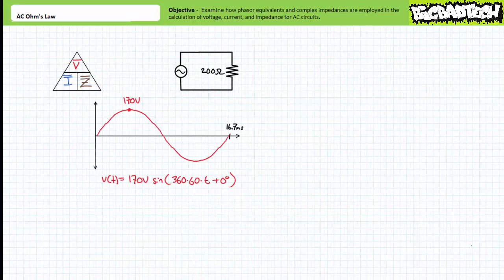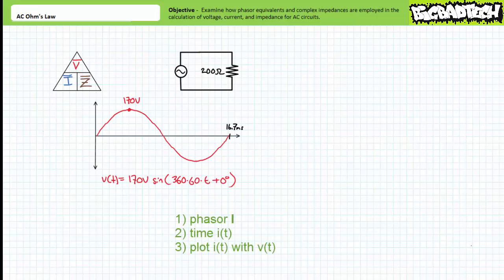Consider a 200 ohm resistor subjected to sinusoidal AC voltage with the following properties. It looks like it has a 170 volt peak value, a period of 16.7 milliseconds corresponding to a frequency of 60 Hz, and it is assumed to be the reference waveform since it's phase shifted by 0 degrees. You should be skilled in determining these values from both the time-varying expression as well as the plot of voltage as a function of time.